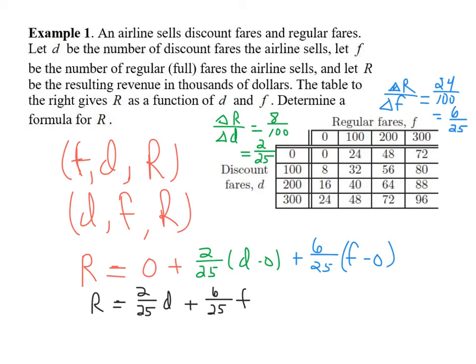We could have used any of these points, but of course the easiest one might just be 0, 0, 0, right? That means basically our intercept is 0, so it would just be 2 over 25 times D plus 6 over 25 times F. I did it out in point slope form first, but I didn't have to do that, since we knew what the R-intercept was.